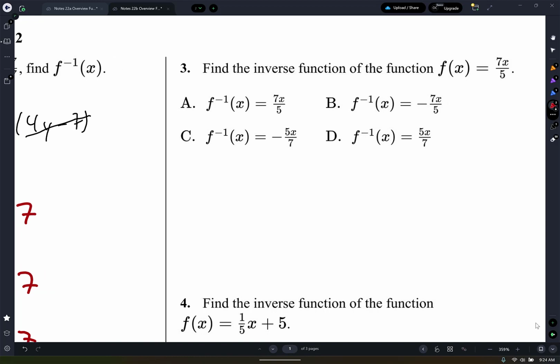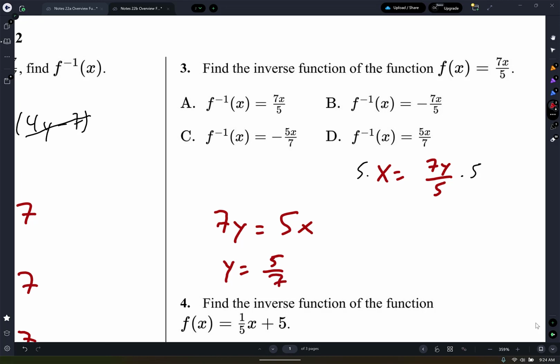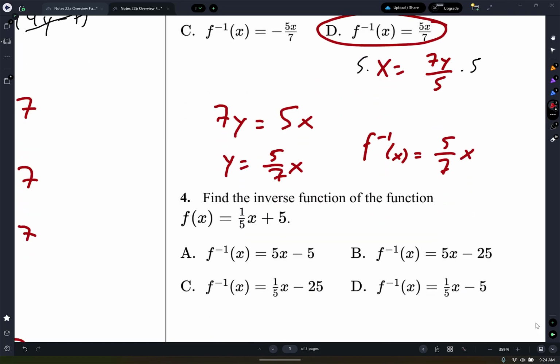Find the inverse function of this function. Now, this is a pretty straightforward one, guys, because it's a linear line. So x equals 7y over 5. So multiply both sides by 5. Then I'm going to rewrite 7y equals 5x and divide both sides by 7. y equals 5/7 x. Cool or not cool?